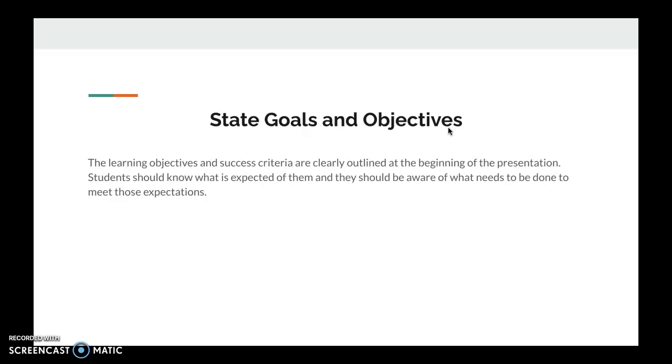State goals and objectives. The learning objectives and success criteria are clearly outlined at the beginning of the presentation. Students should know what is expected of them, and they should be aware of what needs to be done to meet those expectations.